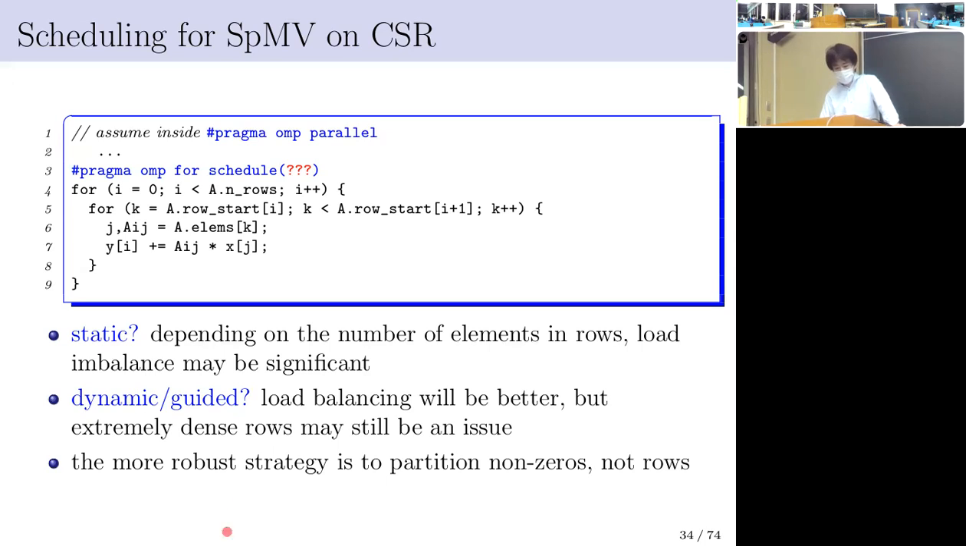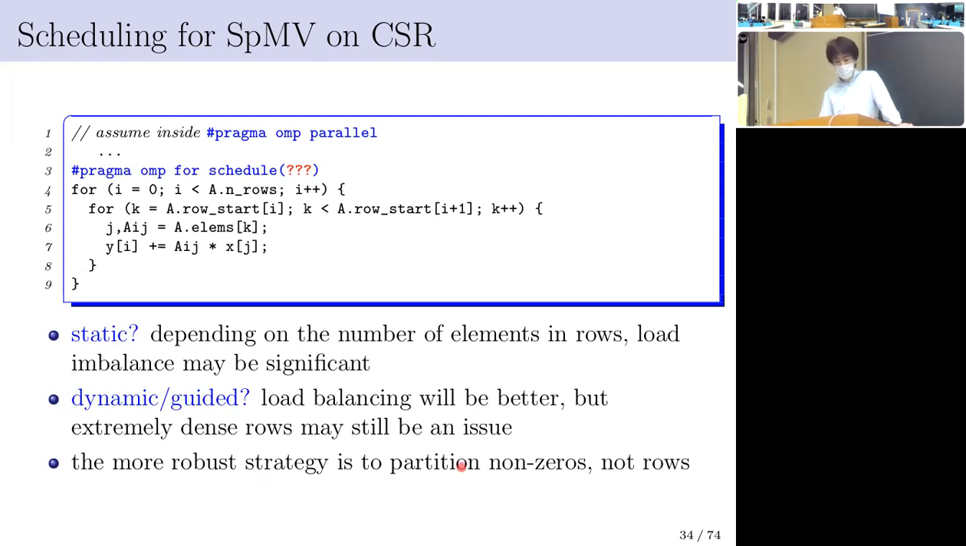So dynamic and guided scheduling certainly helps to some extent. But if there's a single row that has an extremely large number of non-zero elements, it may still not be enough. So the ultimate and more robust strategy is to partition non-zeros, not only rows.